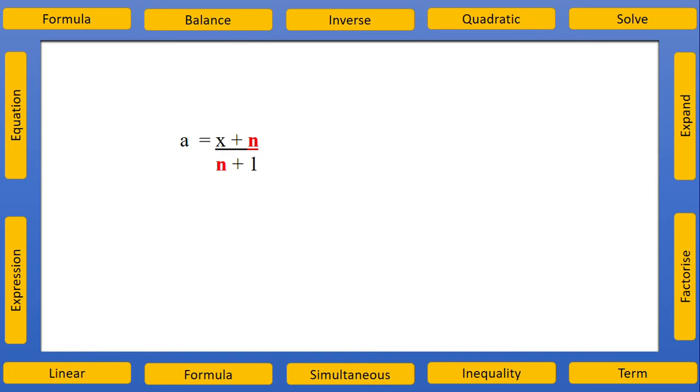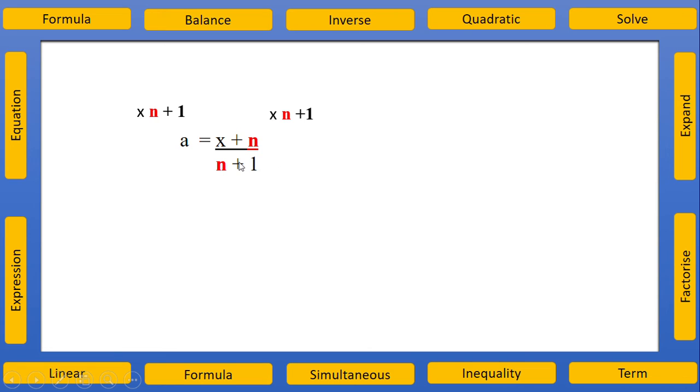Okay, now I want you to pause the video and try this one. Remember what I said about numbers being in the denominator and how that makes our life difficult and how we want to get rid of numbers in the denominator? Okay, so what we need to do is multiply both sides by n plus 1. Okay, that multiplication by n plus 1 is the opposite of that division by n plus 1.